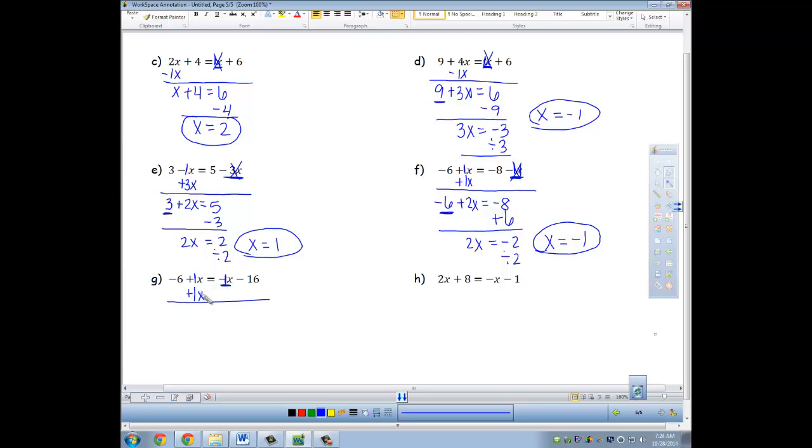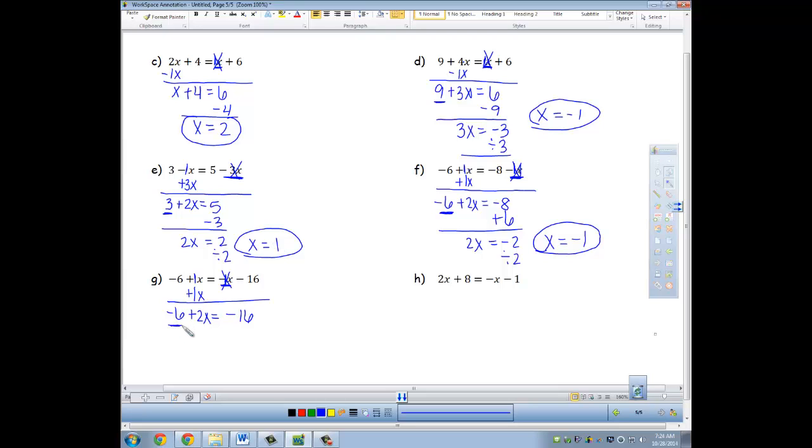Remember to line up your like terms, so put your x's with your x's. On the left, I have a negative 6. I have 1x plus 1x is 2x again. Then equals, this goes away. I'm left with a negative 16. So don't forget your negatives. They go with the problem.